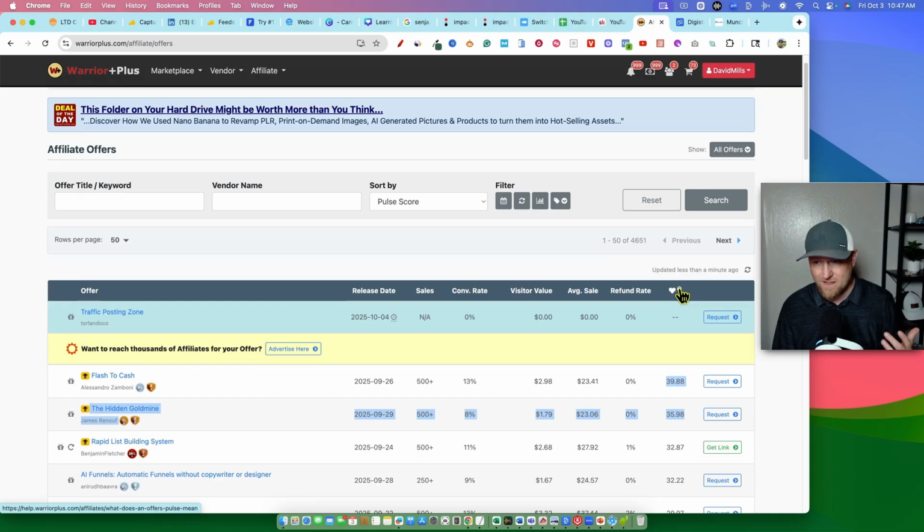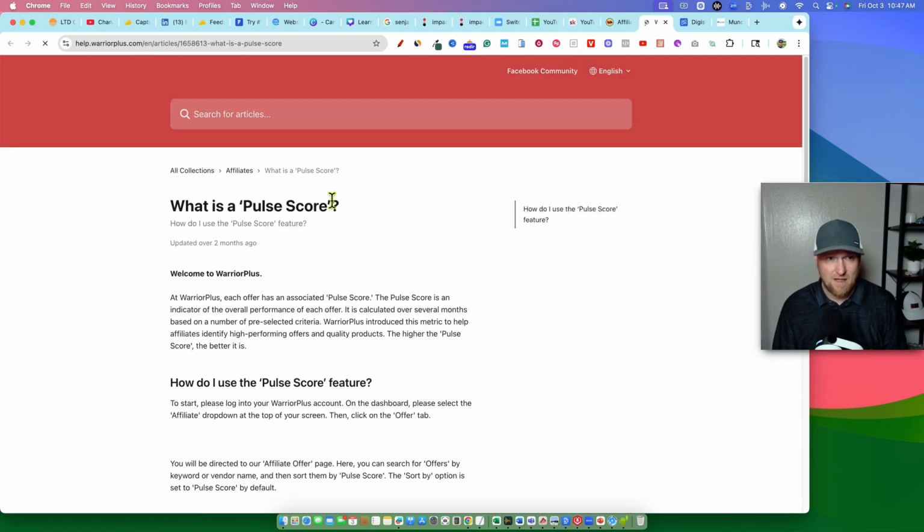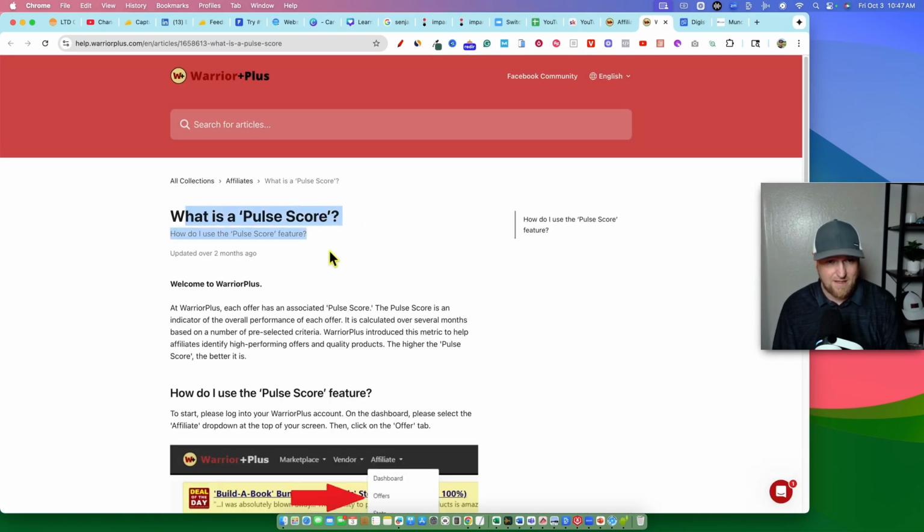You can actually hover over this and it will tell us what the Pulse Score is. At Warrior Plus, each offer has an associated Pulse Score. The Pulse Score is an indicator of the overall performance of each offer. It's calculated over several months based on a number of pre-selected criteria. Warrior Plus introduced this metric to help affiliates identify high-performing offers and quality products.